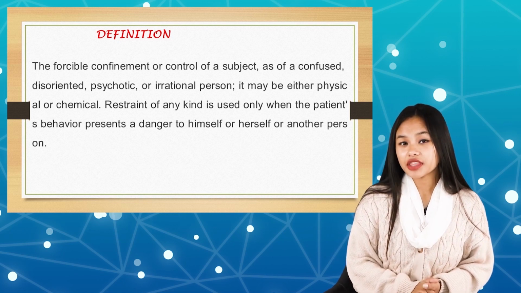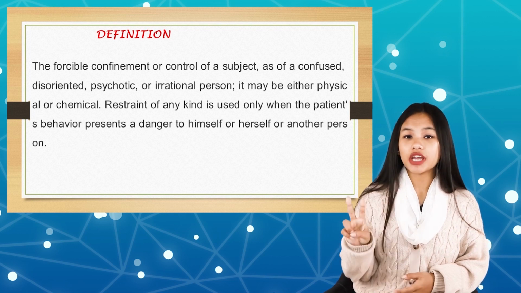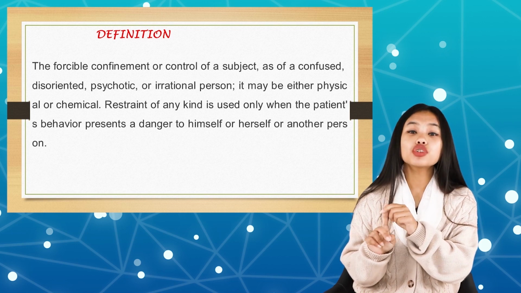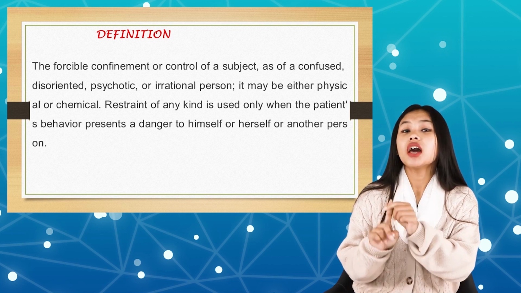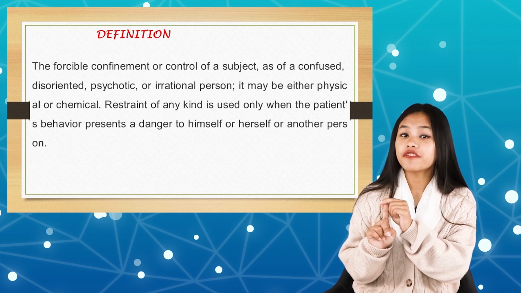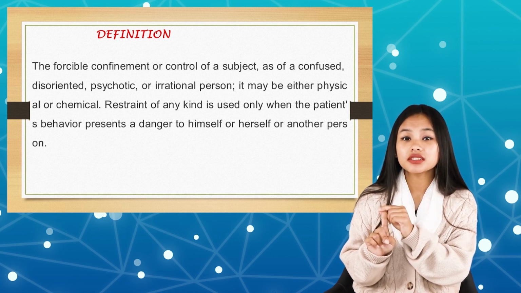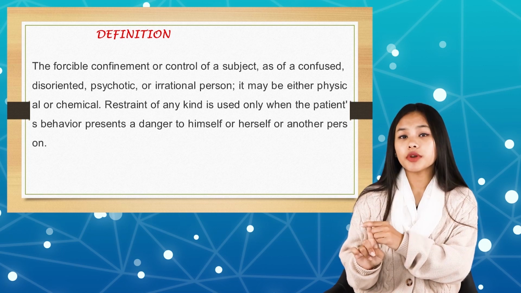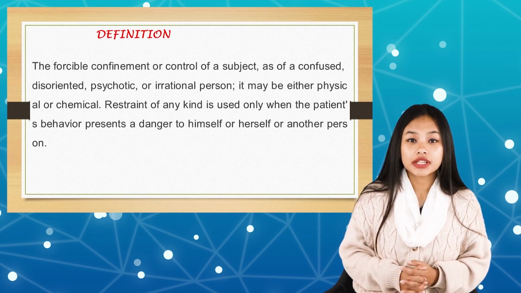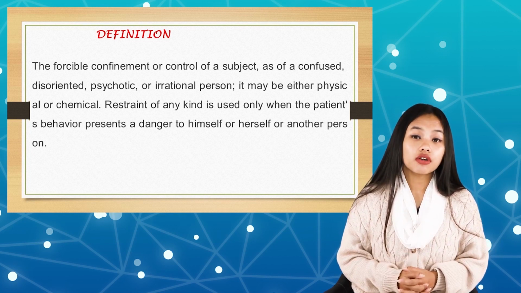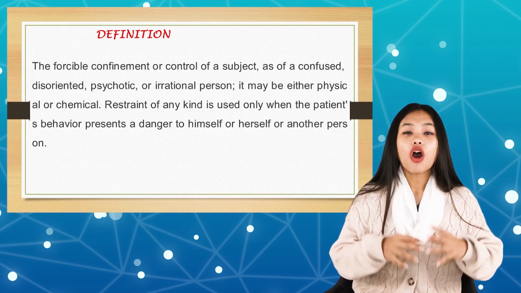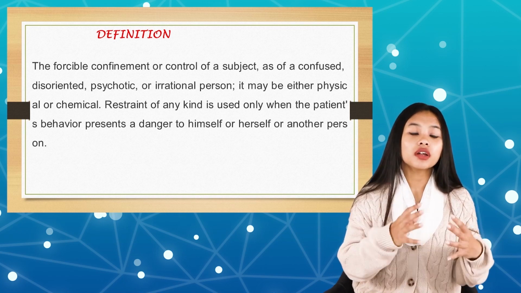So since I have said that these restraints are of two types, the physical restraint as well as the chemical restraint, right? What do we mean by physical restraint? These physical restraints are any manual method or physical or mechanical devices, material or equipment which is attached or adjacent to the body of the client that he or she cannot easily remove, that restricts the freedom of movement or normal access to one's body.